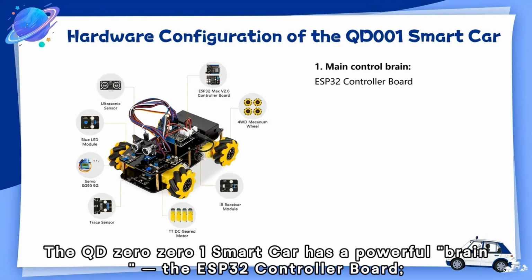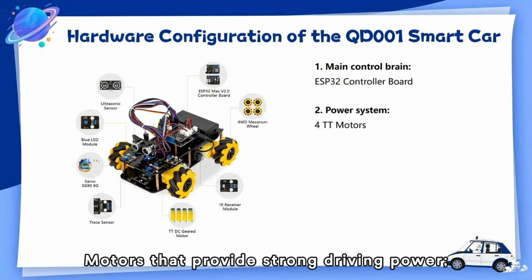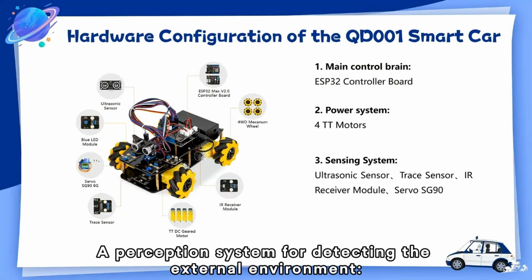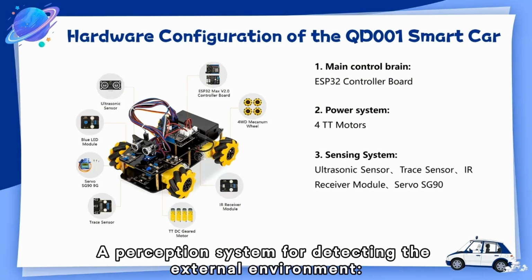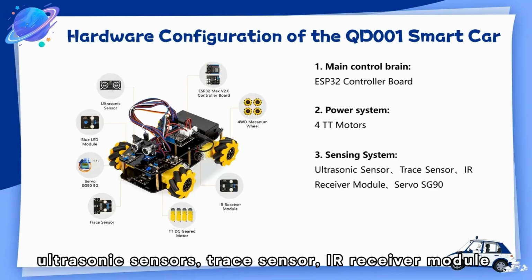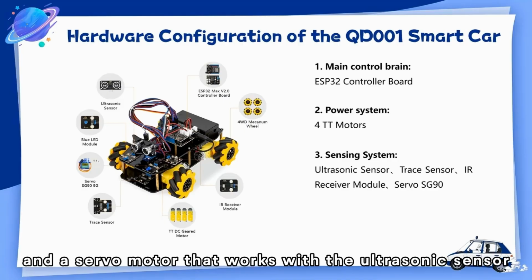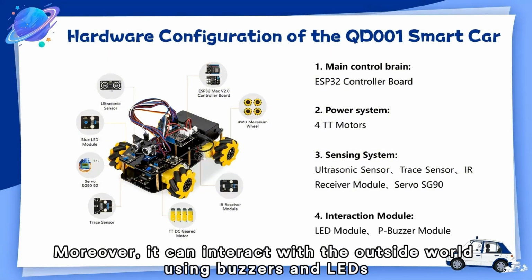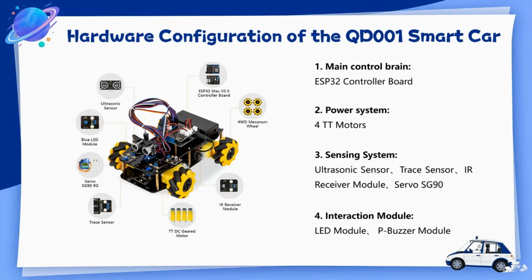The QD001 Smart Car has a powerful brain, the ESP32 controller board, motors that provide strong driving power, a perception system for detecting the external environment, ultrasonic sensors, trace sensor, IR receiver module, and a servo motor that works with the ultrasonic sensor. Moreover, it can interact with the outside world using buzzers and LEDs.